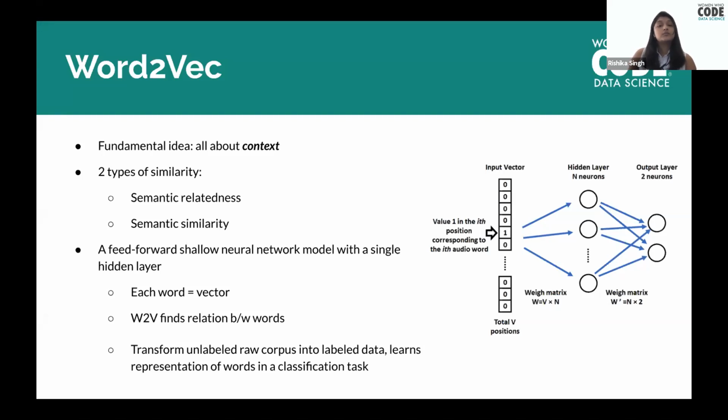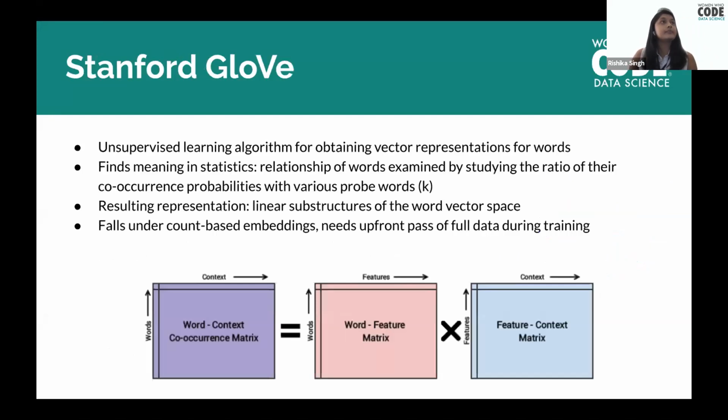Word2Vec finds relations between words. And as I said, we kind of transform this unlabeled raw corpus into labeled data. And then we are able to learn representation of words in a classification task. Then we went over Stanford Glove.